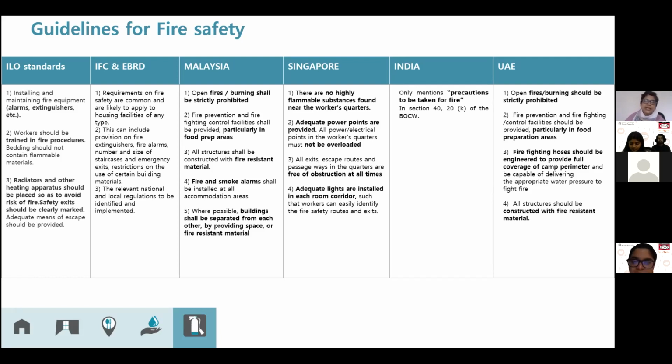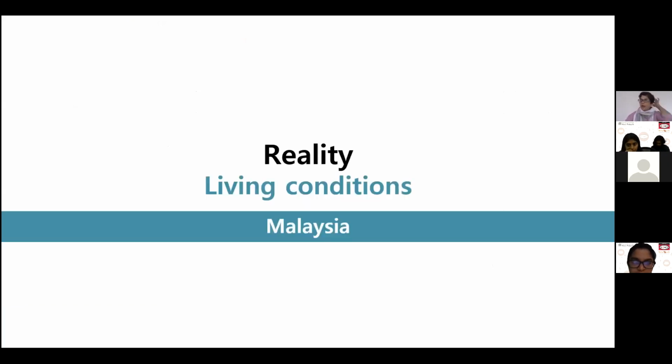These are the general guidelines: fire resistant material, workers should be trained, and the equipment which has to be provided. But what section to refer to? Except for EBRD or IFC, who have mentioned that local regulations should apply, the countries themselves have not specified that their fire regulations have to be referred to. But all of them mention free obstruction, signages, everything. So that is on the rules.